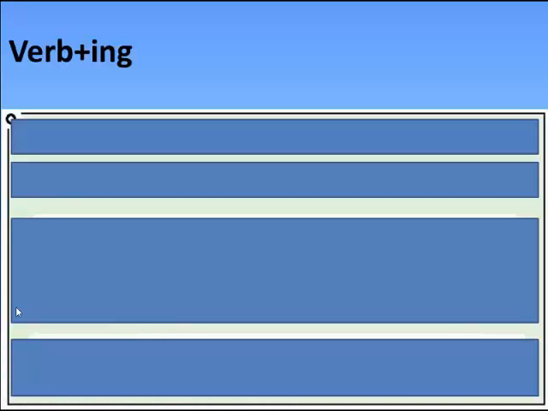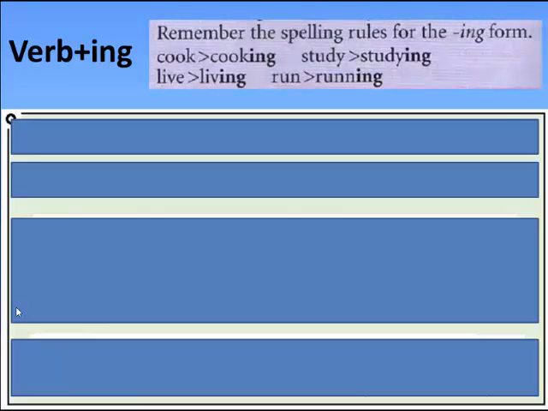Let's look at this part of the verb, the main verb, the verb plus ing. Here we have some examples. Okay, we have cook and we add ing. This is the normal situation. We have study and we add ing. Notice that I do not make any change with the y. After the y, I add ing.